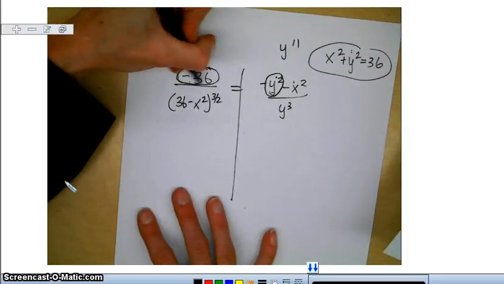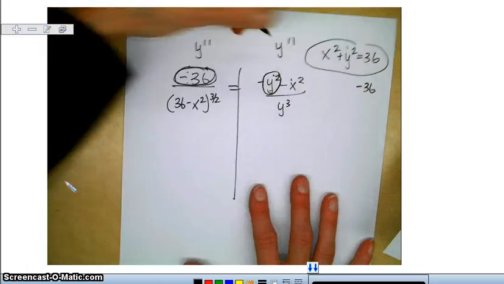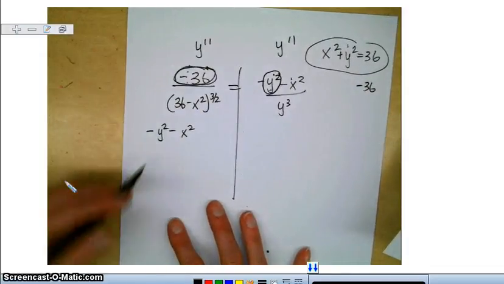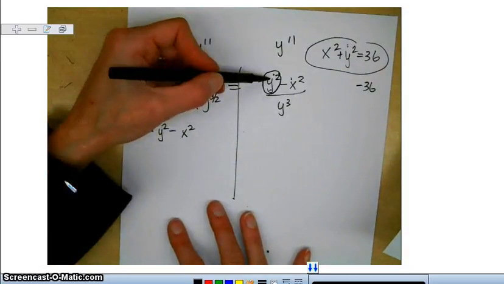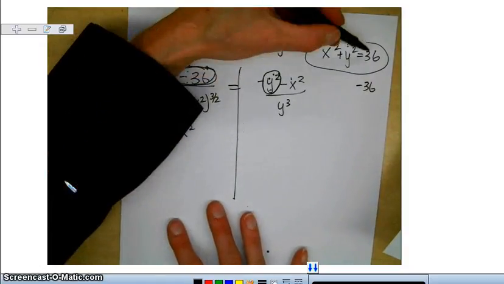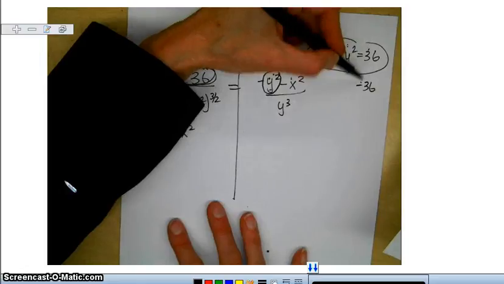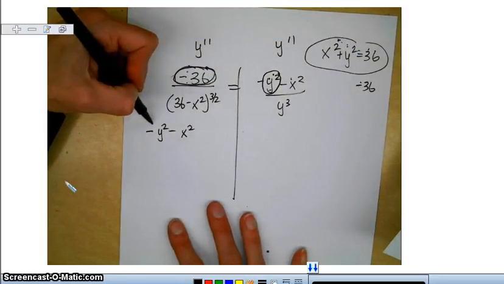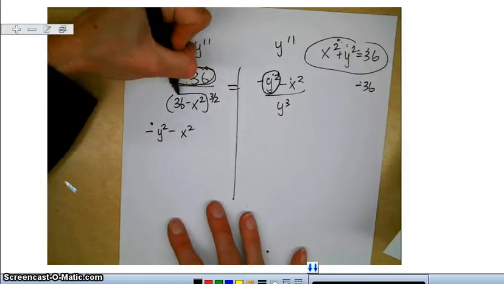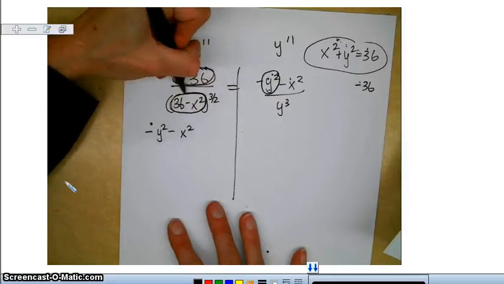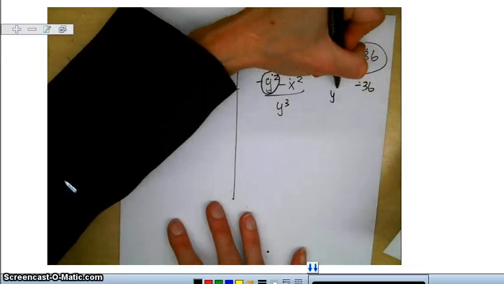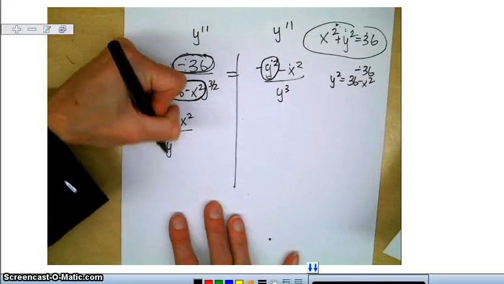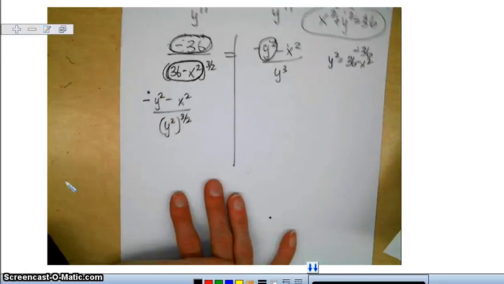So negative 36, what would negative 36 equal? Negative y squared minus x squared. Why did I write it like that? Because that's the way it's written on the other side. So using my original equation, making everything negative, I can rewrite this like this. Okay? So now, what does this equal? If I take y squared, doesn't that equal 36 minus x squared? So couldn't I make the bottom y squared to the 3/2 power?